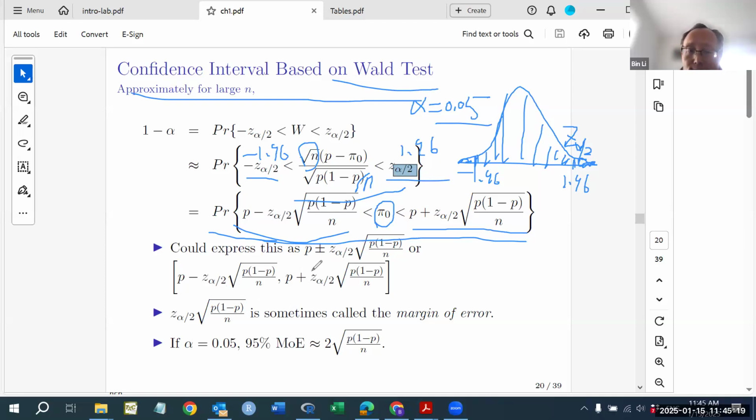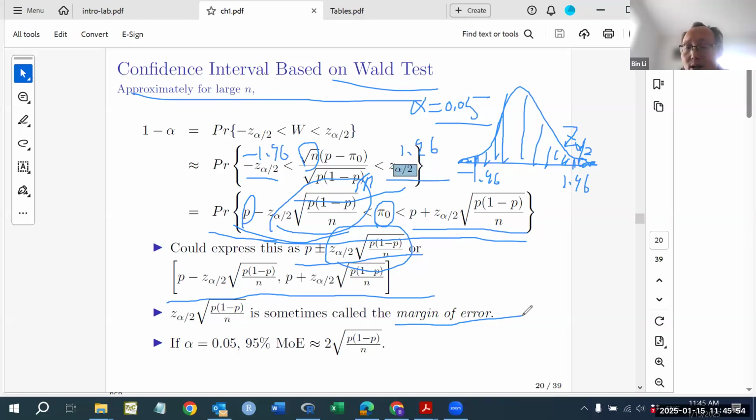Now we can express the confidence interval by p. That's our point estimate, the MLE, plus minus this one. Is that right? Because the upper bound is p plus this one, and the lower bound is p minus this one. So it's p plus minus this one. We can also write it in this way. And this plus minus part has a name called the margin of error.